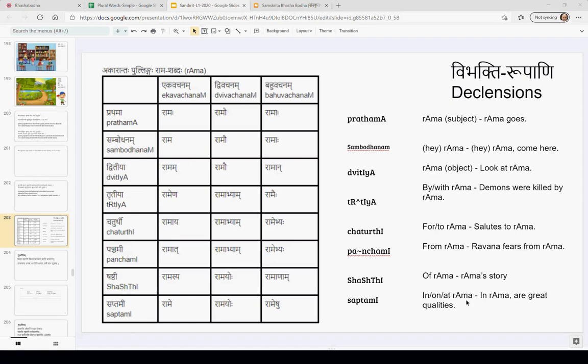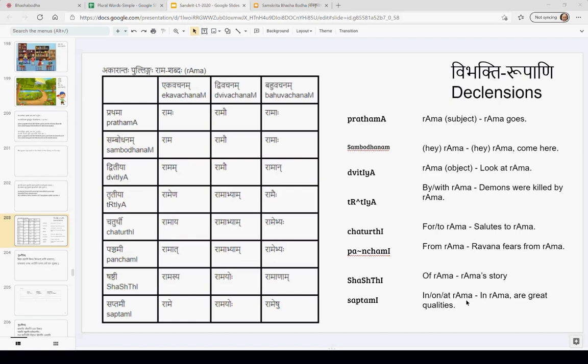So saptami is the seventh one. So it takes one of these forms. What is the significance of these different forms of the same namapadam? So they indicate different roles played in a sentence by that noun.